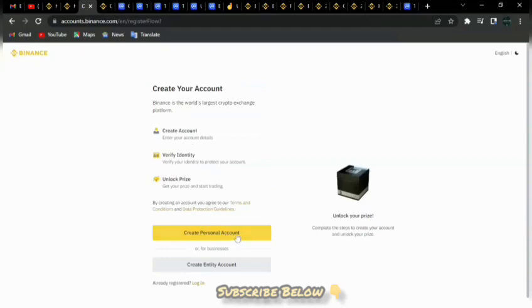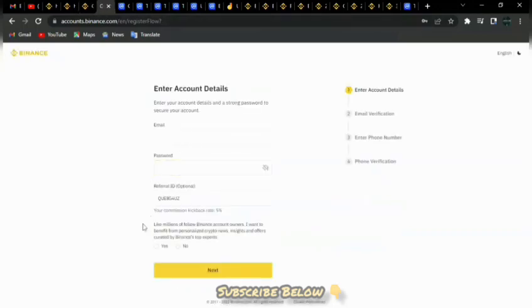It's going to take you here directly. Now you want to know that you get the opportunity to unlock prizes. You can complete the steps to create your account and unlock prizes. So you want to be aware of this so you don't miss out on benefits associated with being a new user.